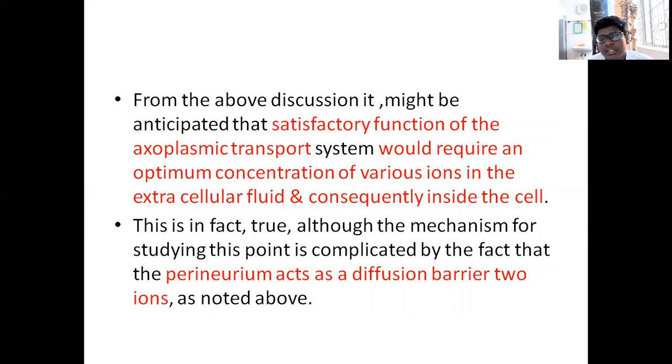From the above discussion, it might be anticipated that satisfactory function of the exoplasmic transport system would require an optimum concentration of various ions in extracellular fluid and consequently inside the cell. This is in fact true, although studying the mechanism of this transport is complicated by the fact that the perineurium acts as a diffusion barrier between the two, as noted above.